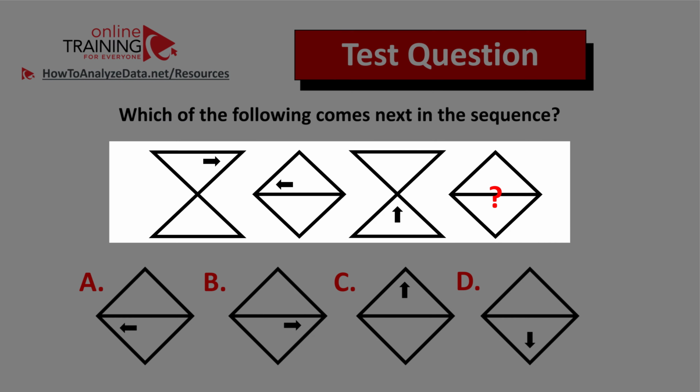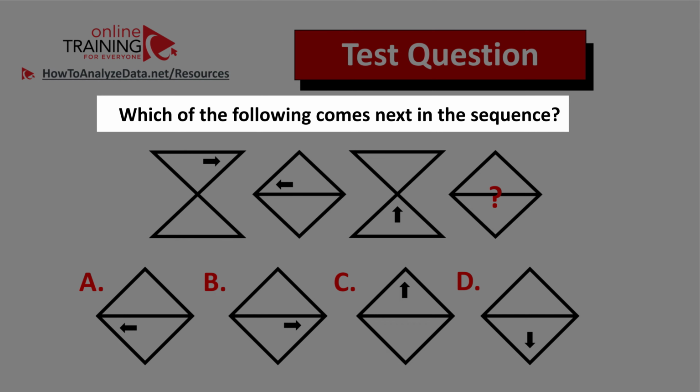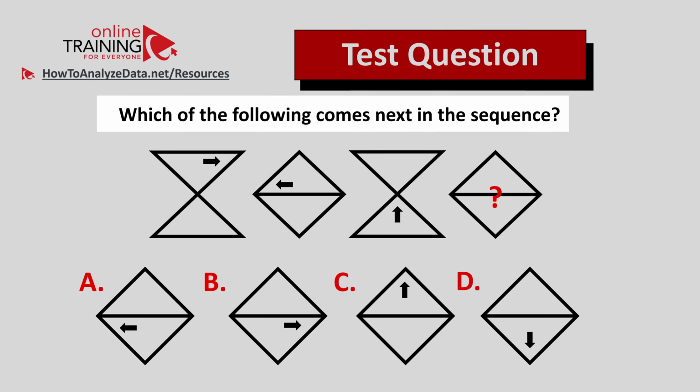You're presented with the sequence of 4 items, and you need to determine the arrow's location for the item number 4. You have 4 different choices: A, B, C, and D. Do you see the answer?